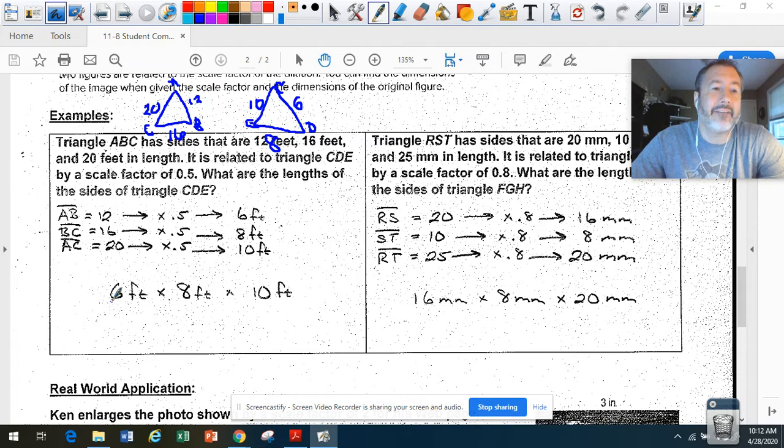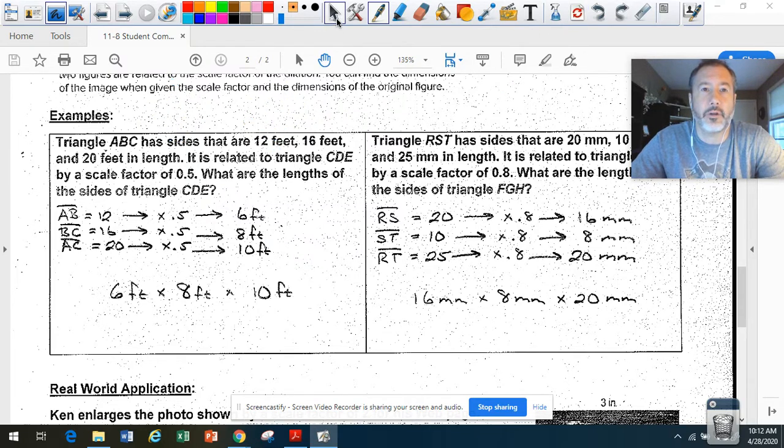Okay, so I have 6 feet by 8 feet by 10 feet. There you go on this one here. Okay, let's look at this example here.